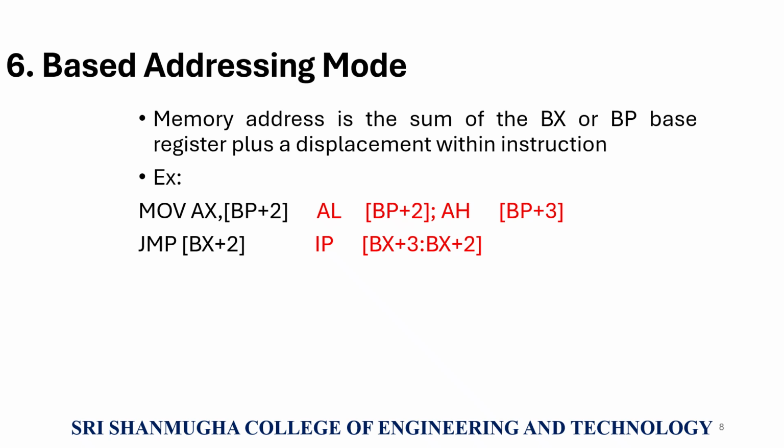You also know that the BX register has two purposes. One is that it is used as a general purpose register to store data. The second is that it is used to hold the offset address of the data. So when you use BX within the brackets, the BX register is utilized as a pointer register.